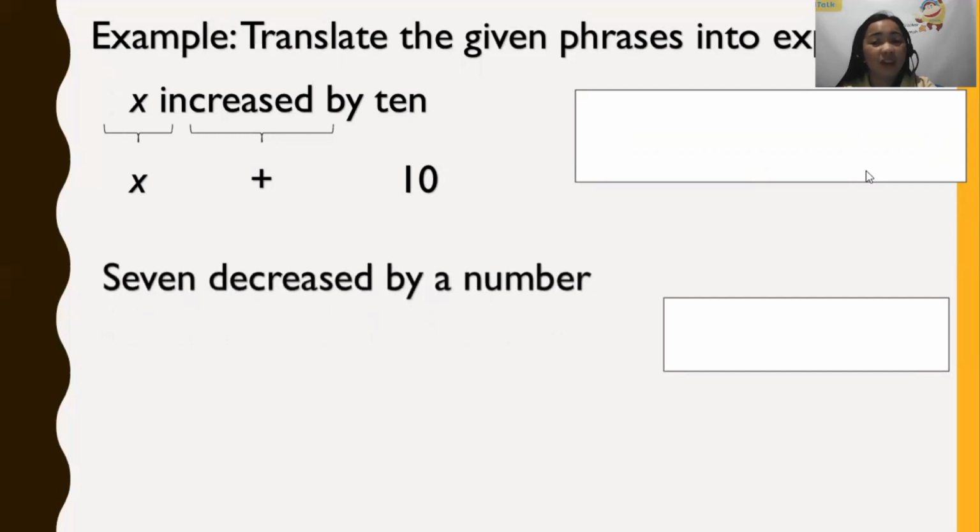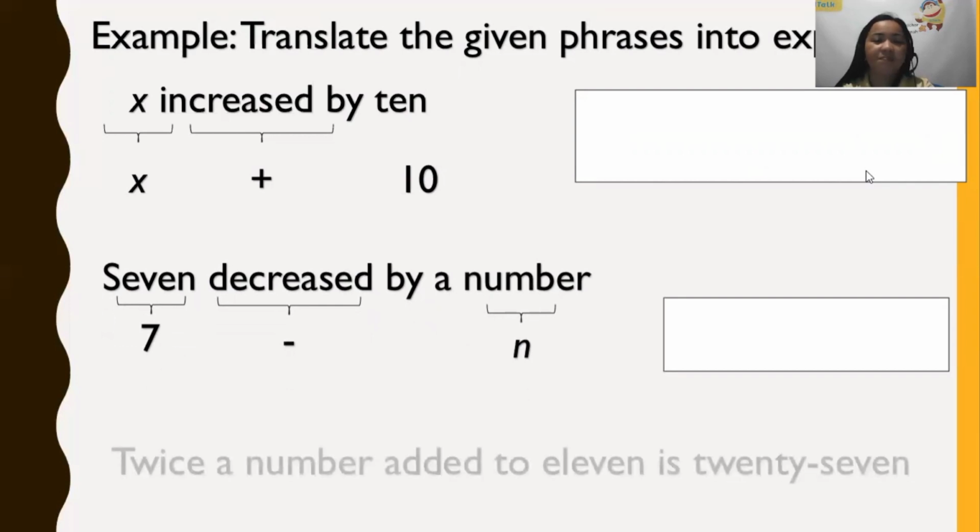Then we have 7 decrease by a number. We have here 7. Decrease is subtraction. And we have a number. We do not know the number. So we can represent it by any letter of the alphabet. So I will be using n. We have 7 minus n.